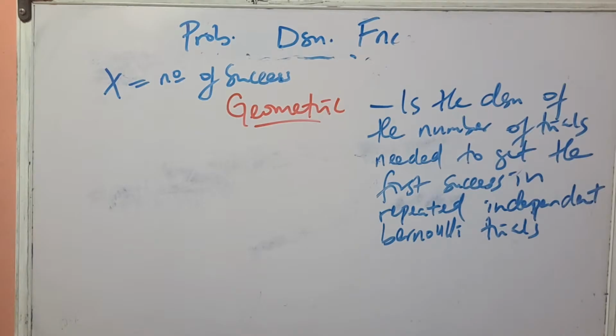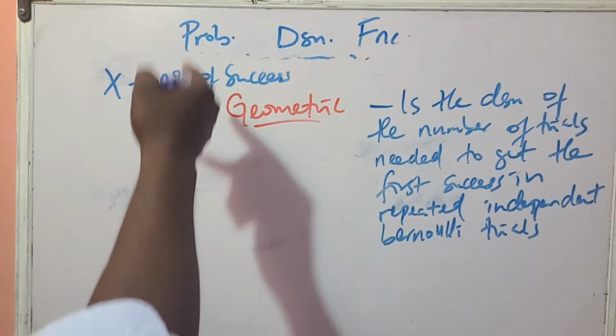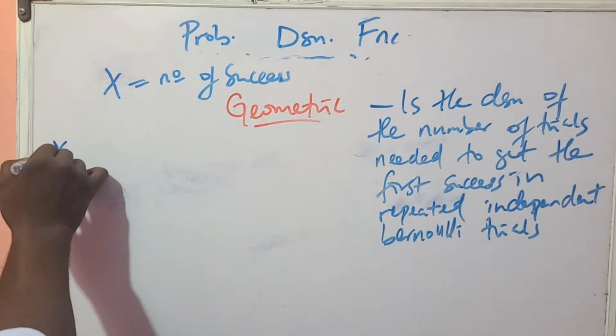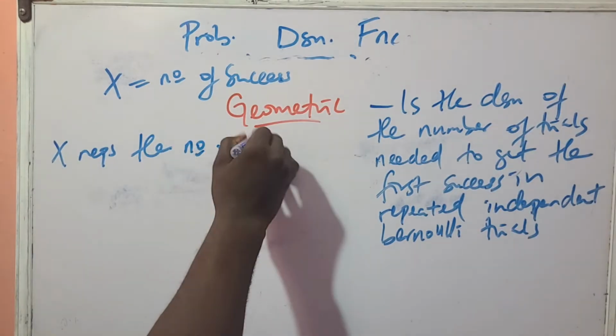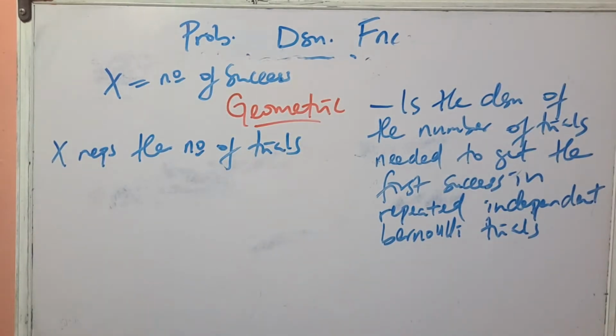Now, of course, you obviously know that the PMF will be quite interesting. Very, very interesting, because this is different from the rest. Now, let me first start by saying X here will not represent the number of successes and all those things you had in the previous ones. X here represents the number of trials needed to get the first success.